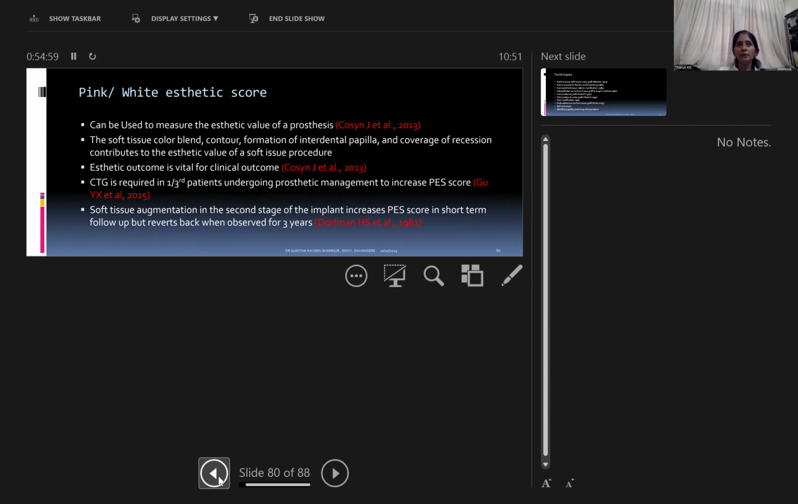And how do I corroborate after all my hard and soft tissue procedures? I call it a success when I corroborate with my pink and white aesthetic score. There are 5 parameters that have to be used and graded according to this score. So that will give me the aesthetic outcome and obviously my clinical outcome.